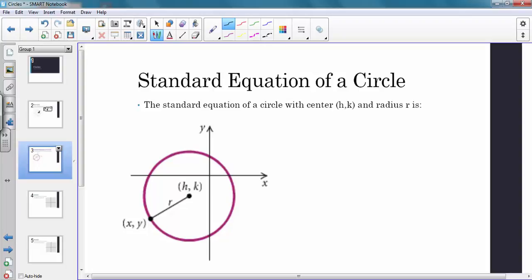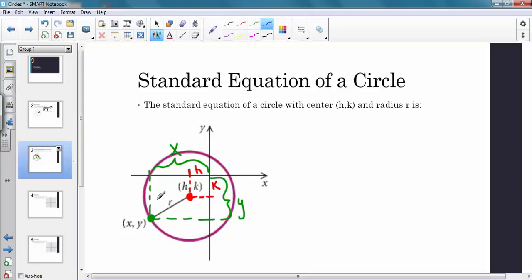So now let's look at what happens to the equation when our center is at a point (h, k) instead of the origin. If we now have our center here at (h, k), that means we have traveled an x distance of h to reach that point and a y distance of k to reach that point. If we then have a point on our circle (x, y), in order to reach that point, we have traveled this distance x and this distance y.